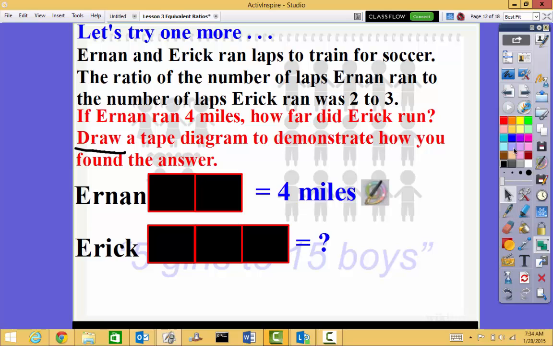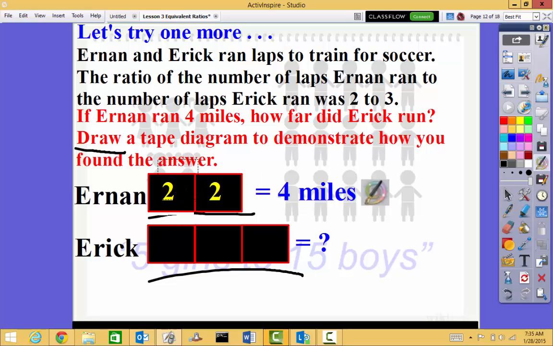Well, I know Ernan ran 4 miles, but I don't know how far Eric ran. But I know it's a ratio of 2 to 3. So I start out with drawing my ratios. Here's my 2, there's my 3, and it's telling me that Ernan ran 4 miles. Well, if I have 2 squares and he ran 4 miles, that means my first square is 2, my second square is 2. And now I'm going to ask, well, how far did Eric run?